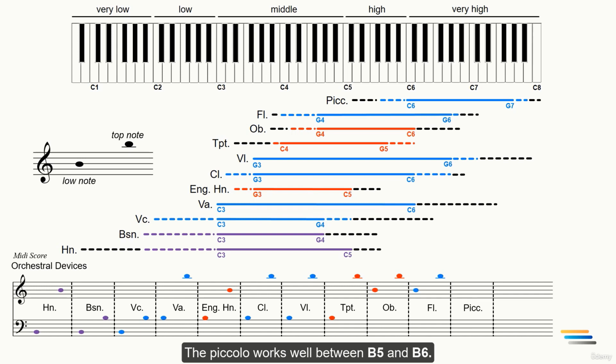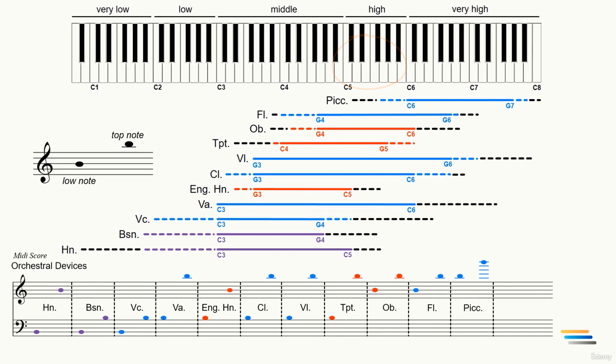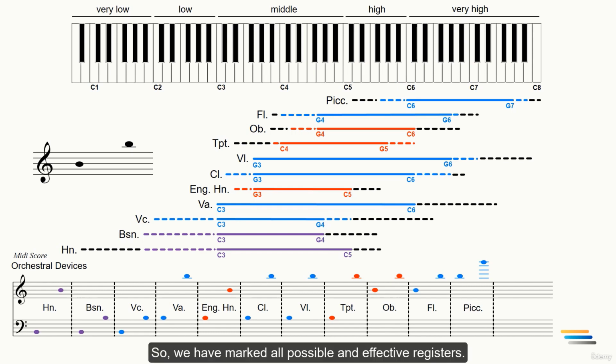The piccolo works well between B5 and B6. Of course, it can be used one octave lower. However, I didn't use it, since this register has already been filled by many instruments. So we have marked all possible and effective registers.